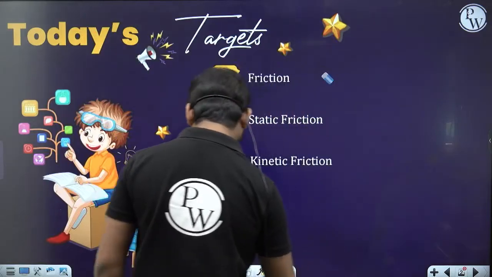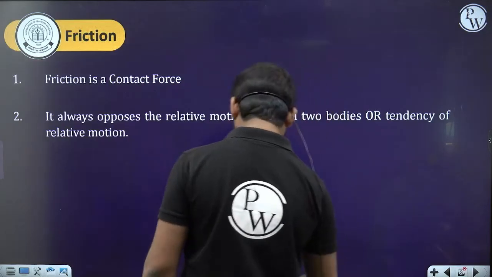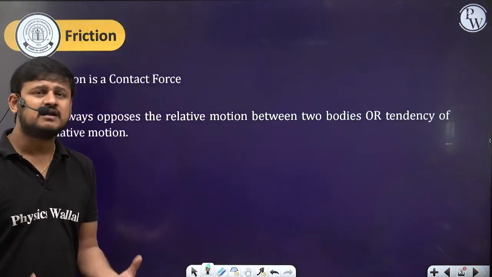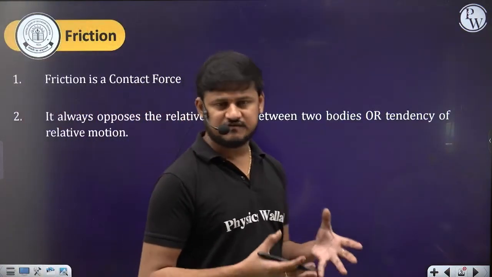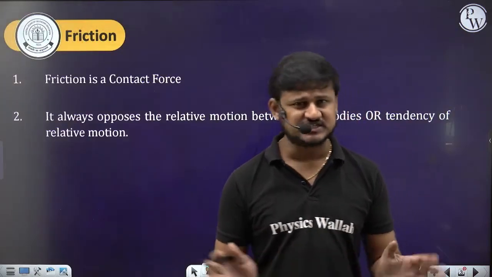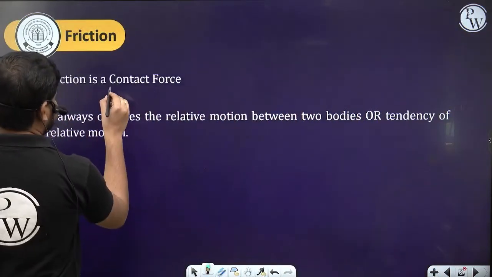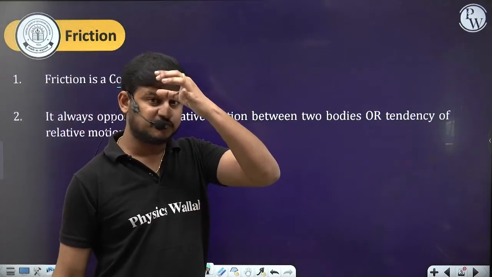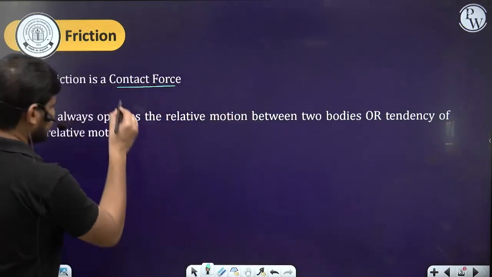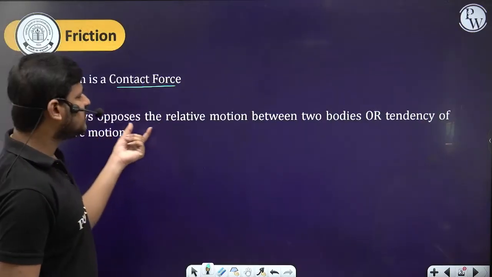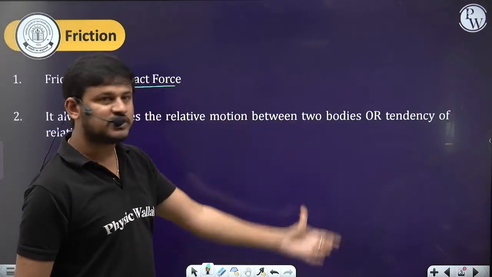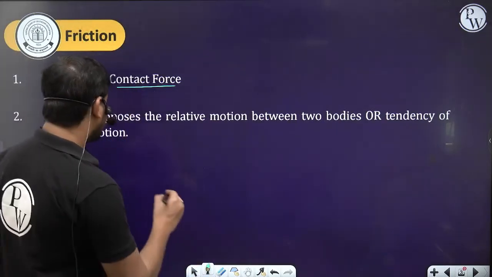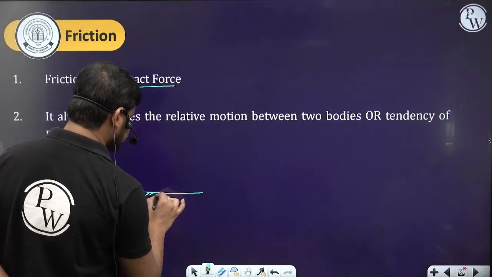So first, what is friction? Tell me. Friction is nothing but that which opposes the relative motion. That's it. Friction is a contact force, as we have seen in the first class of Newton's laws of motion. It always opposes the relative motion between two bodies, or the tendency of relative motion. For example, this is a rough surface.